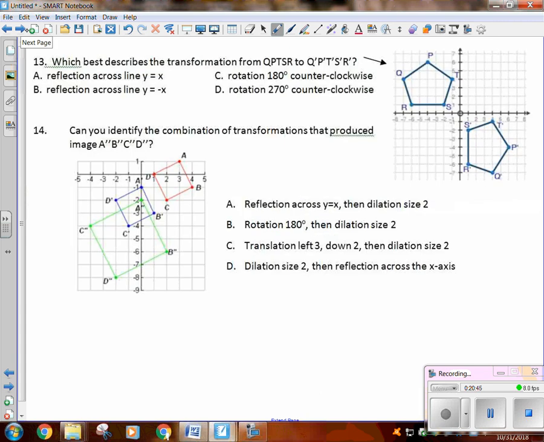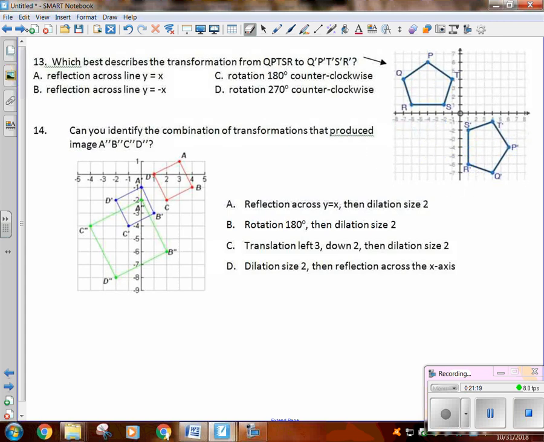Number 13, which best describes the transformation? Did it rotate? If it rotated, let me find my pencil. I'm going to orient right here. So if I rotate this 90 degrees, P would have been right here. If I rotated another 90 degrees, P would have been down here. So if you imagine rotating and then rotating, orient your P. It's about the same shape, but my P is not in the right location. So it was not rotated.